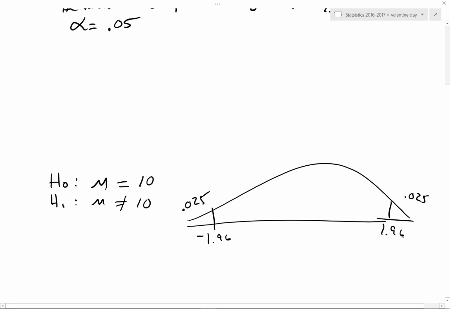Yes? So in the last problem, it was 0.05 alpha. But it was all in one tail. Oh, okay. Here we're splitting it.